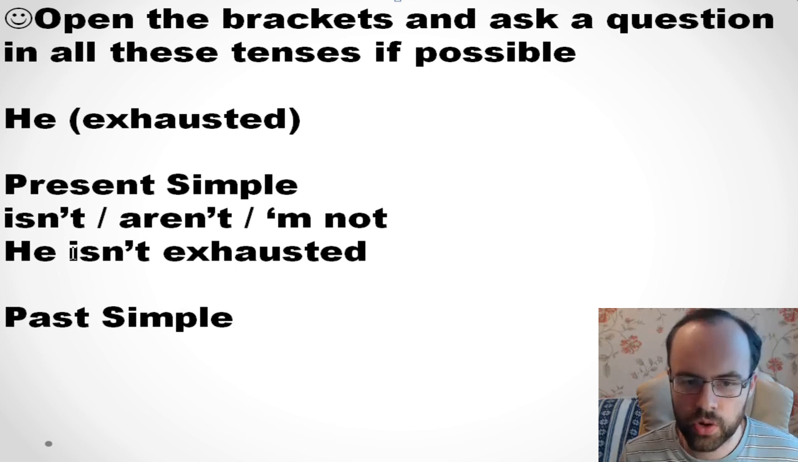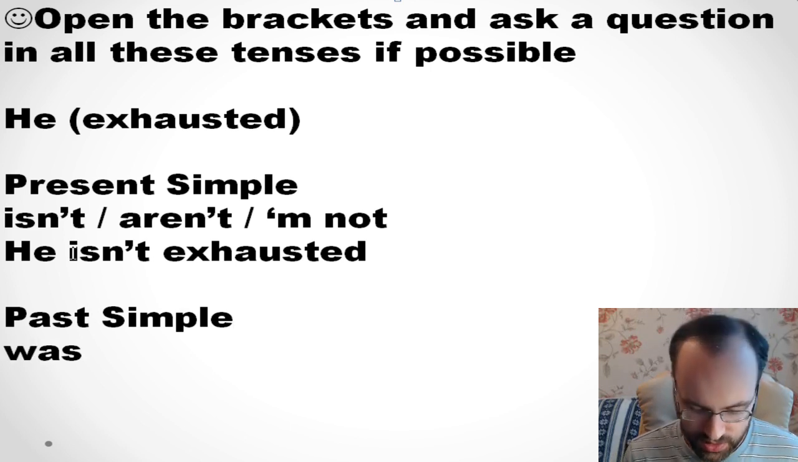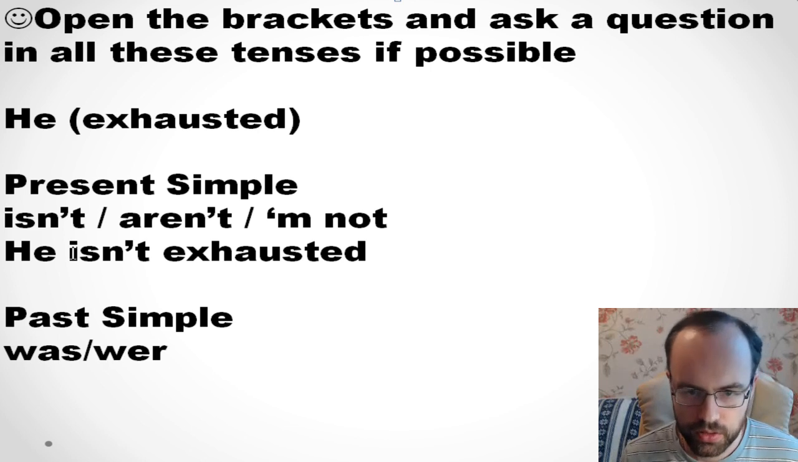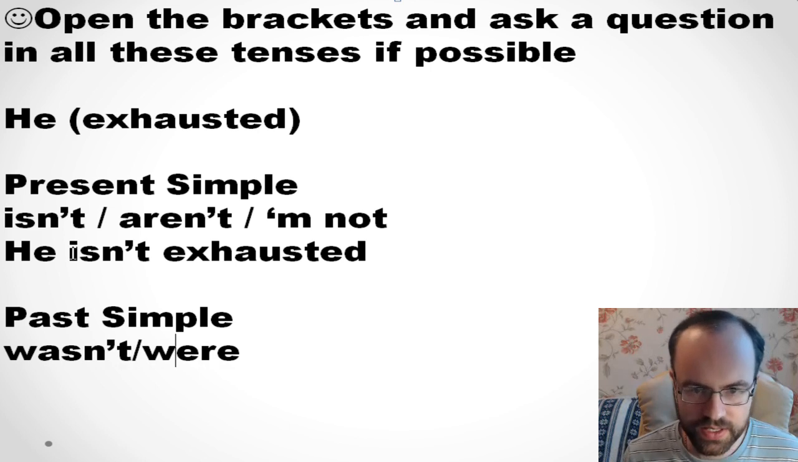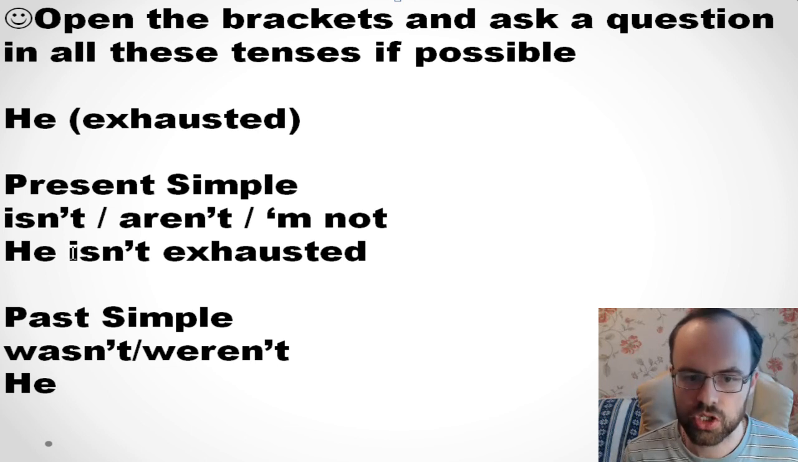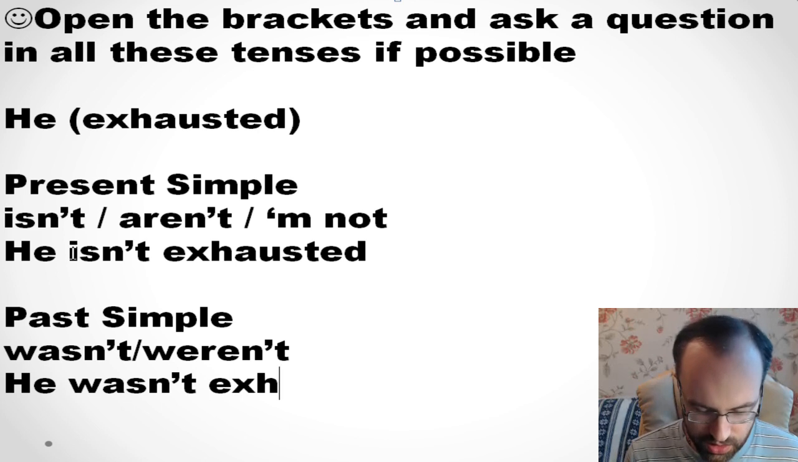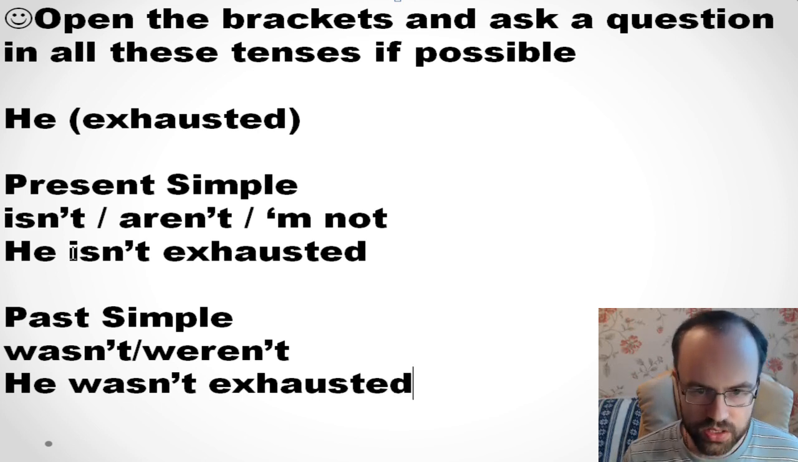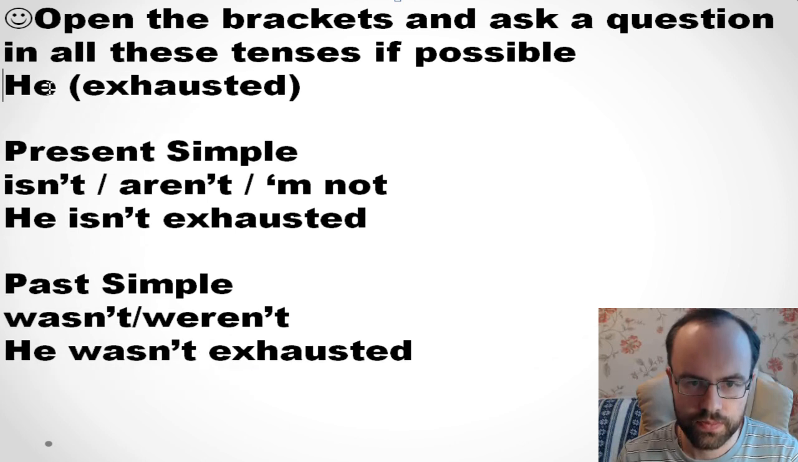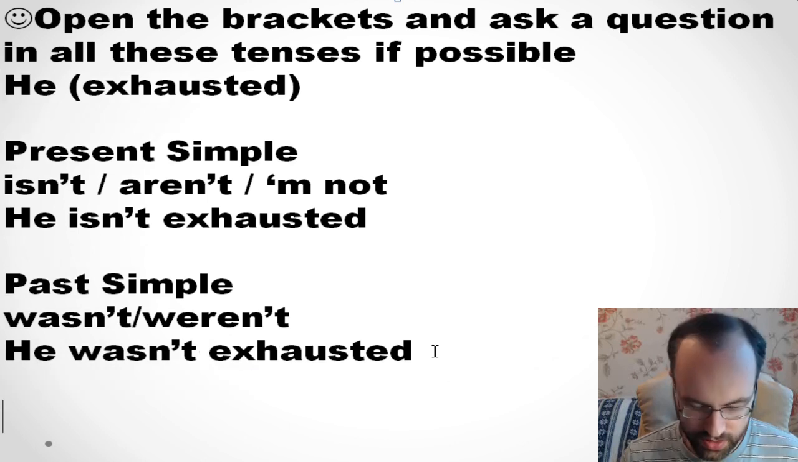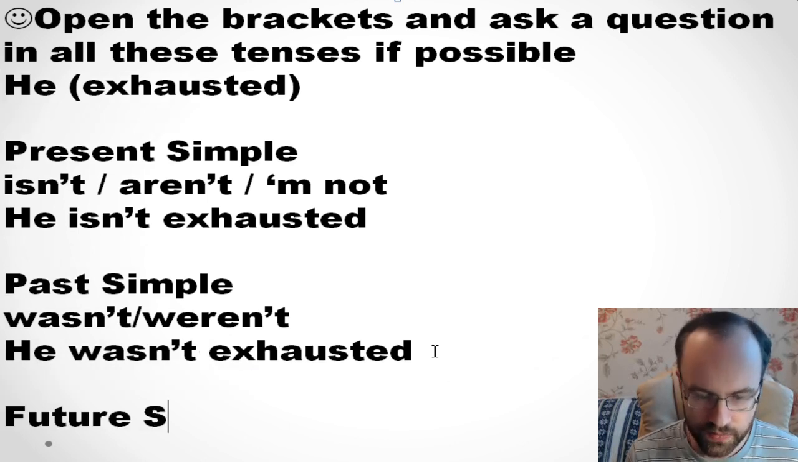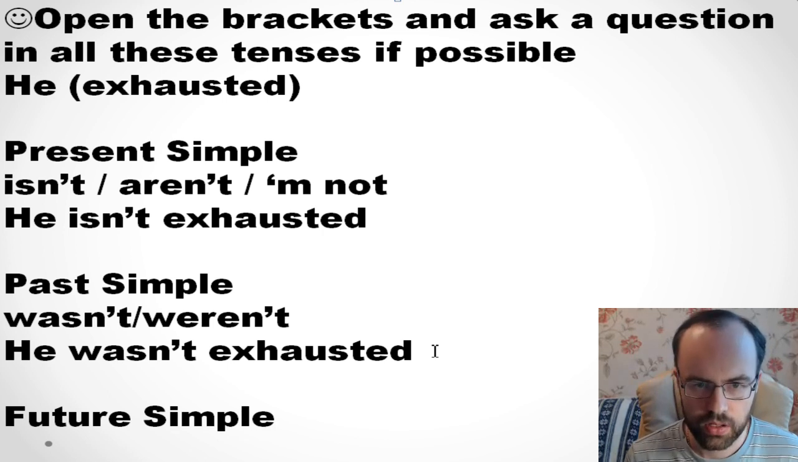Okay, let's work with one more tense, past simple. You need to know the forms of to be in this tense: was or were if it's a statement, and wasn't or weren't in the negative form. So he, she, it wasn't. You'll say he wasn't exhausted. He wasn't exhausted.